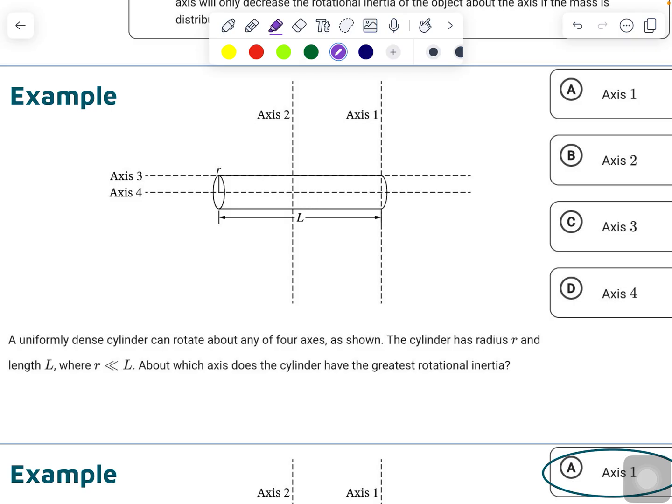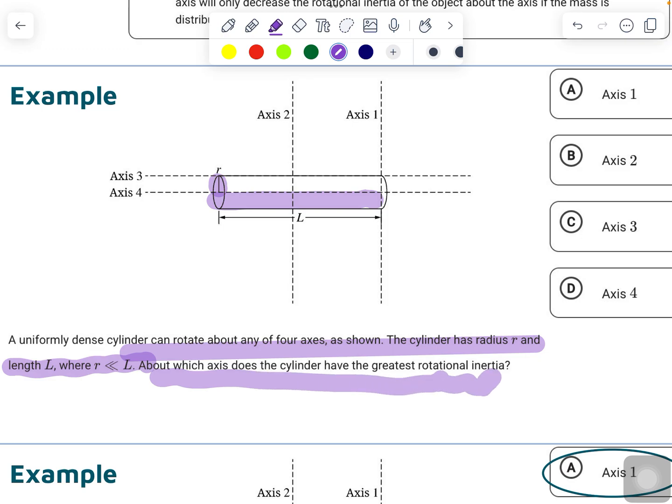Here again, we have a uniformly dense cylinder that can rotate about any of the 4 axes shown. The cylinder has radius r and length L, where this r is much less than this length. About which axis does the cylinder have the greatest rotational inertia? So this is where we're going to be looking for the spot where the mass is furthest away from the axis. The further away it is from that axis of rotation, the more inertia there's going to be. So we have axis 1 has all of the mass over here. That seems like the most to me, but let's take a look.